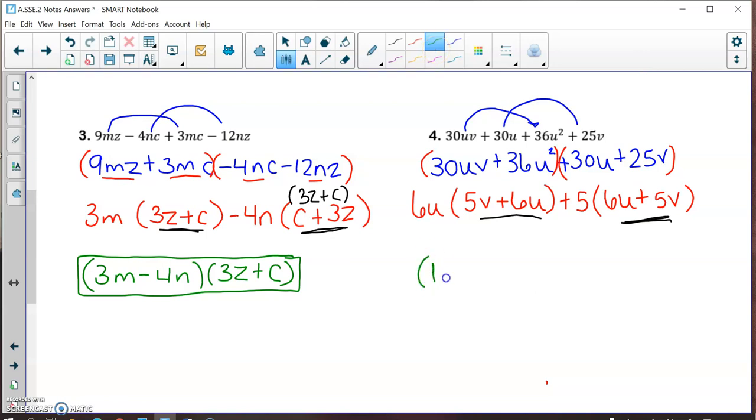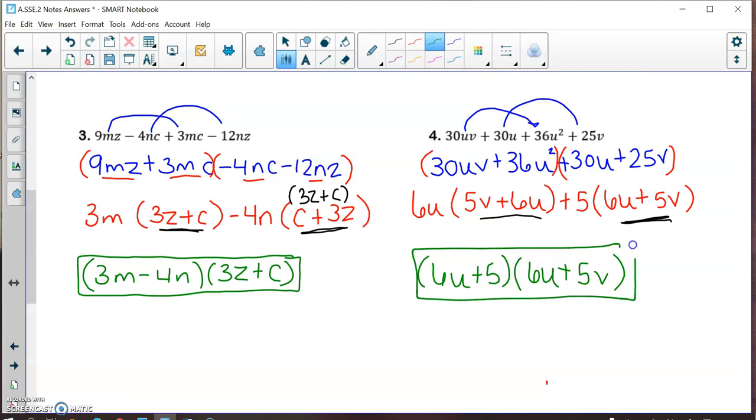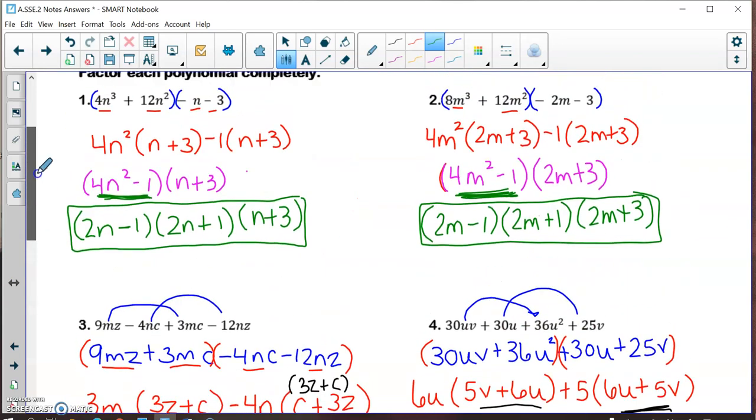So one of your binomials would be a 6u plus a 5. And your other binomial, I don't care how you write it. You can write it as a 6u plus a 5v, or you can write it as a 5v plus a 6u. It's up to you, but that's your answer. And if we look at both of these binomials, they cannot be factored further like we did up here in numbers 1 and 2.